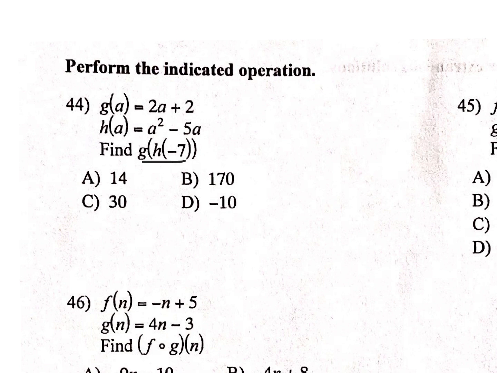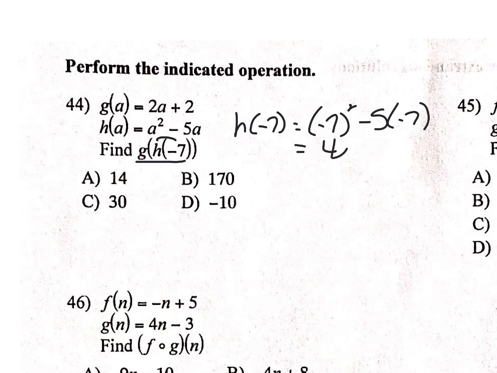It says find g of h of -7. The first thing you do is you find h of -7. You work from the inside out. So I'm going to plug -7 into function h, which is going to look like -7 squared minus 5 times -7. That's going to be 49 plus 35, which is 84. Then I'm going to take that 84 and plug it into function g and work my way back out.